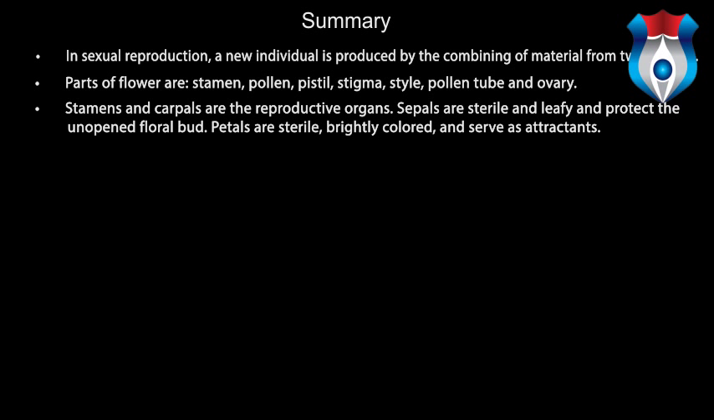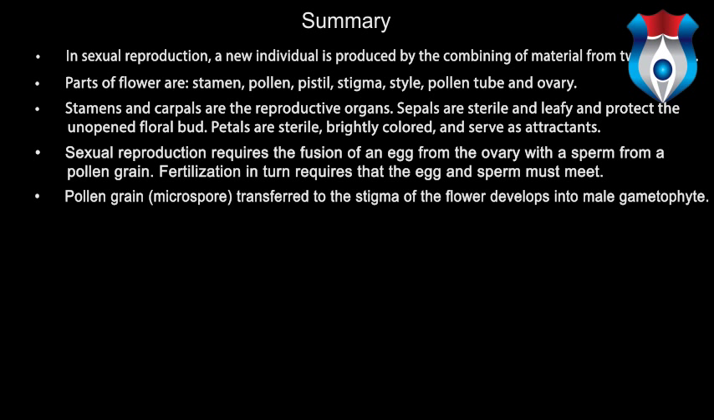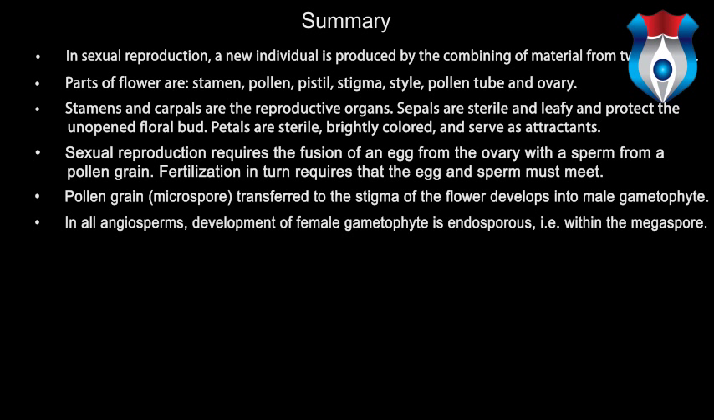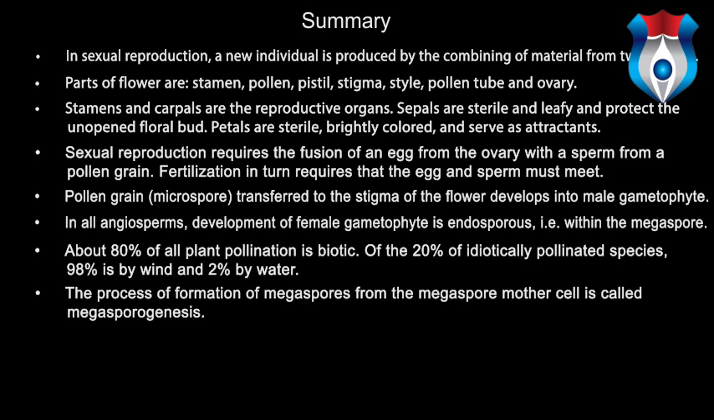Sexual reproduction requires the fusion of an egg from the ovary with a sperm from a pollen grain. Fertilization, in turn, requires that the egg and sperm must meet. A pollen grain, or microspore, transferred to the stigma of the flower, develops into the male gametophyte. In all angiosperms, development of the female gametophyte is endosporous, that is, within the megaspore. About 80% of all plant pollination is biotic. Of the 20% of abiotically pollinated species, 98% is by wind and 2% by water. The process of formation of megaspores from the megaspore mother cell is called megasporogenesis.